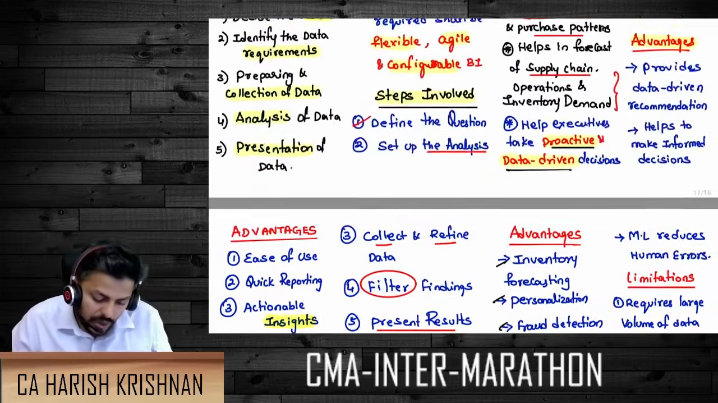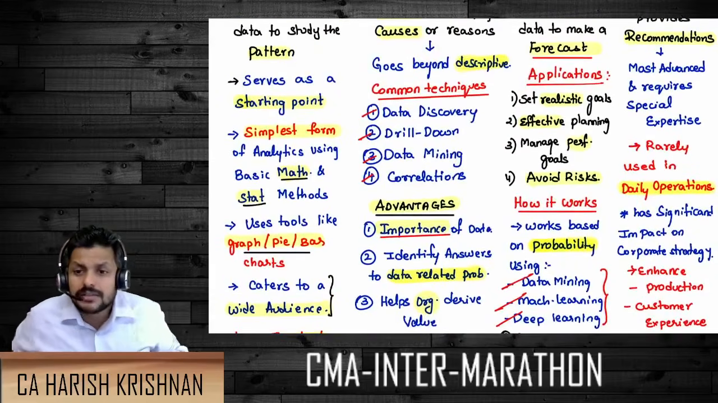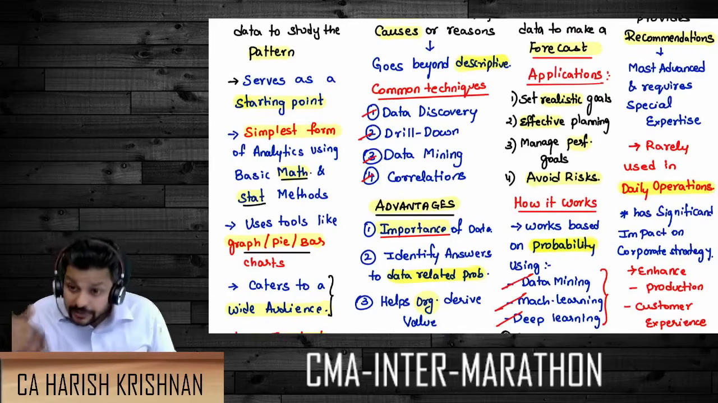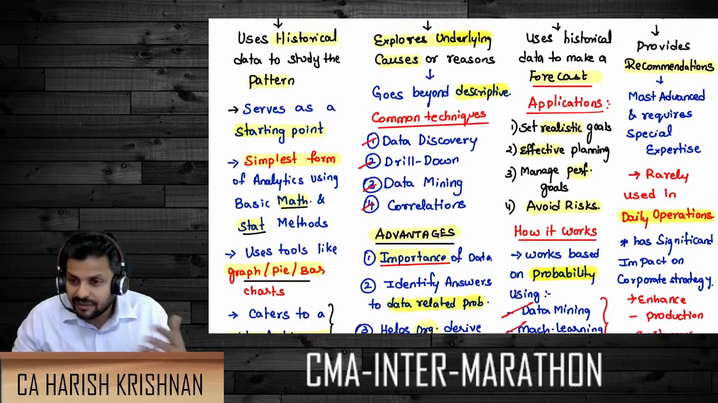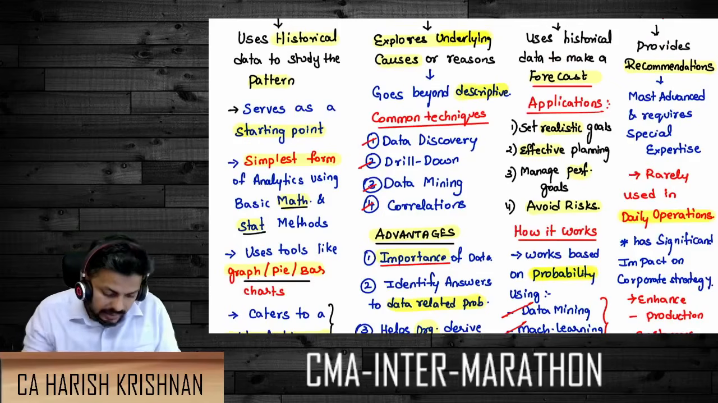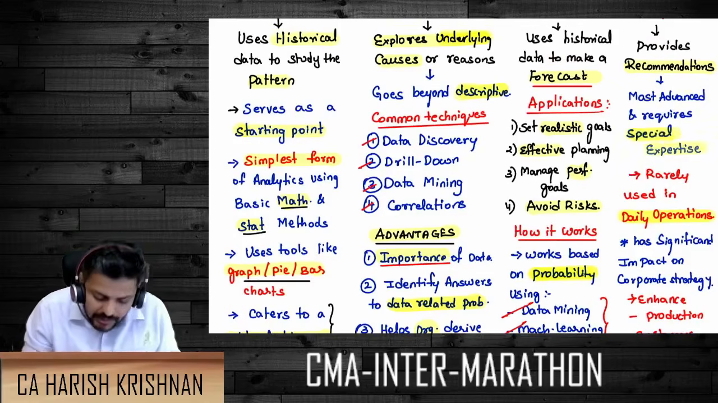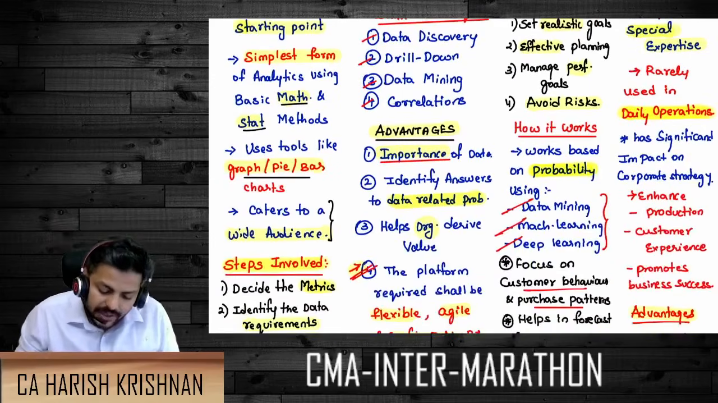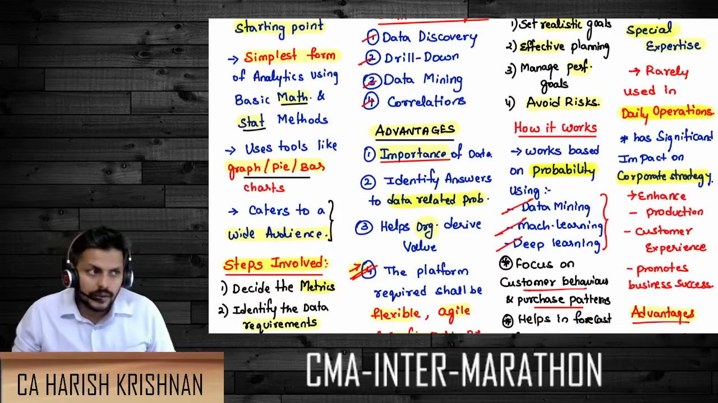And the last one is called prescriptive data analytics, which again is a very advanced form of data analytics today, which will prescribe to you what to do. A machine prescribing what to do is kind of taking a chance, but it is quite a thing today because of the data. It is the most advanced and requires very special expertise. It is rarely used in daily operations because it has a significant impact on corporate strategy.